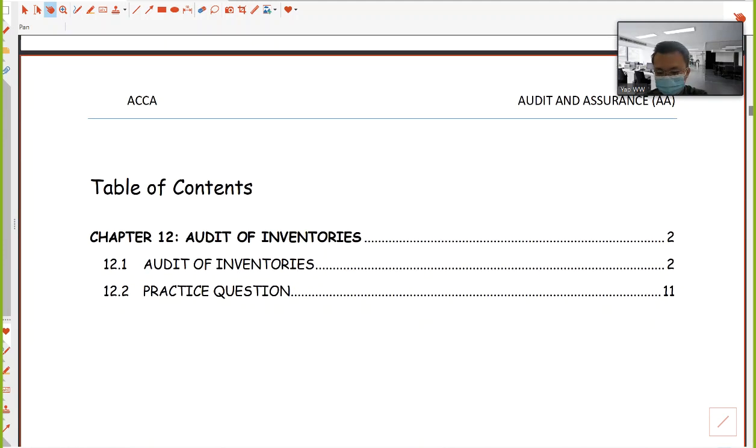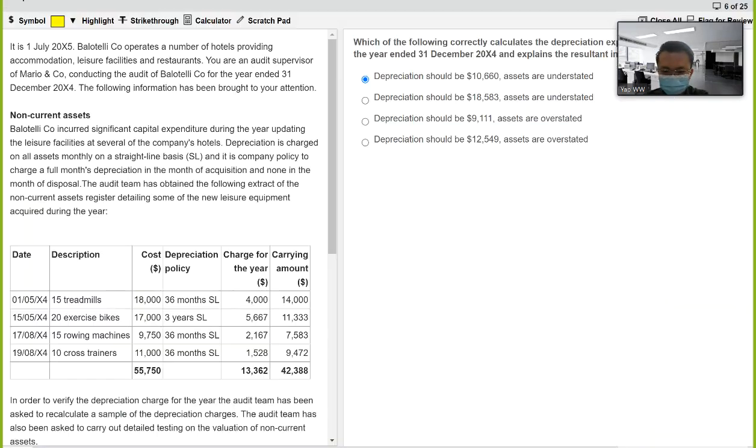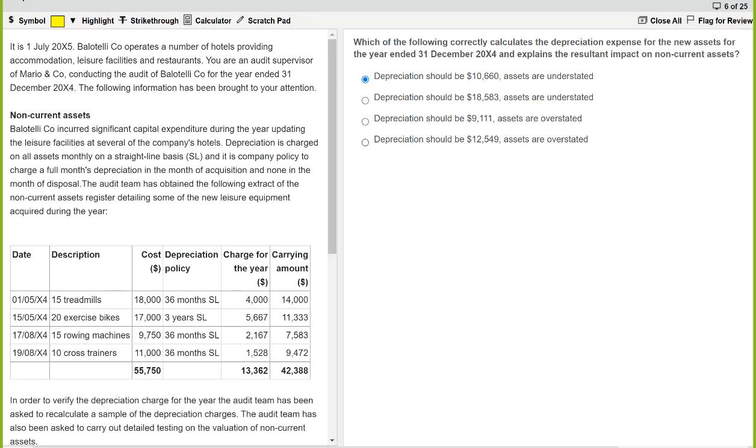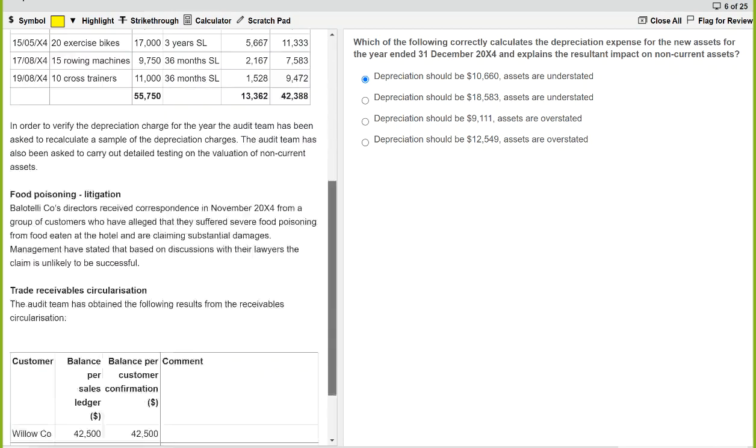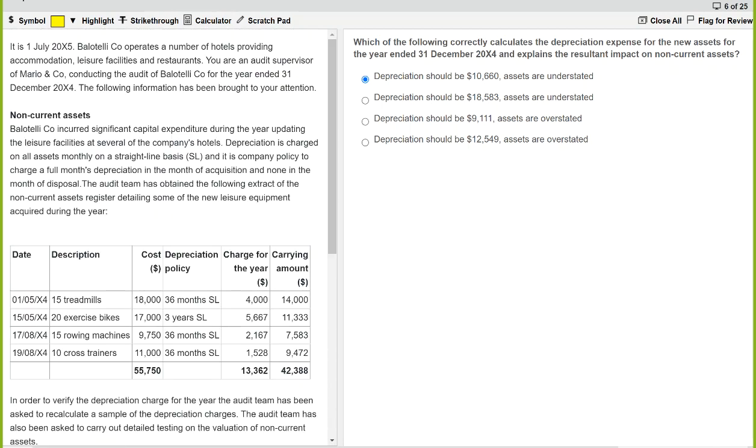Before we look into chapter 12, we can try a question in your specimen exam that I asked you to try in the previous class. Over here, question number 6 to number 10 in your specimen exam paper. You can access it through your CPE platform. 1st of July, year 5, Palo Telecom operates a number of hotels providing accommodation, leisure facilities, and restaurants. You are an audit supervisor, conduct the audit for this company. The following information is available.